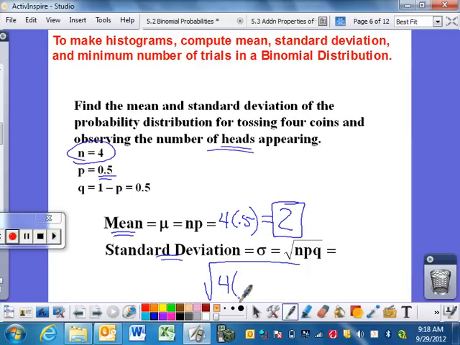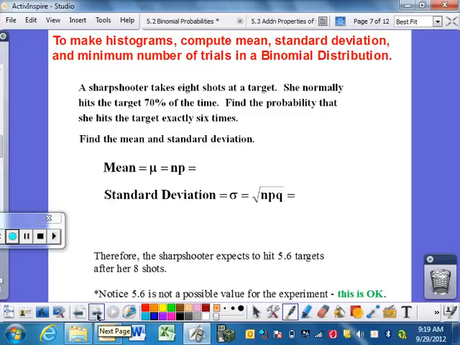P is 0.5. Q is also 0.5 in this problem. Half of 4 is 2, and half of 2 is 1. What's the square root of 1? 1. So our standard deviation, our spread of the data, is 1 in each direction. We'll use that more specifically in a little while. So I guess I just did this problem.